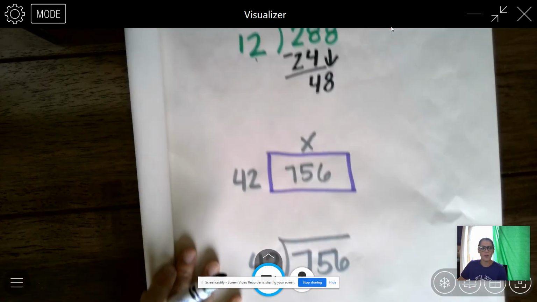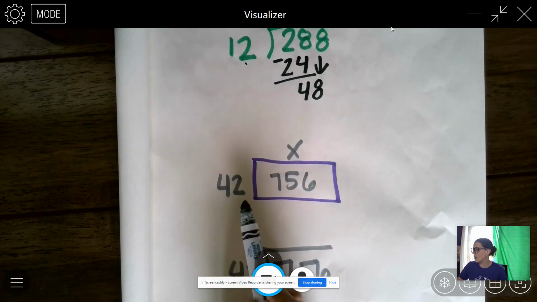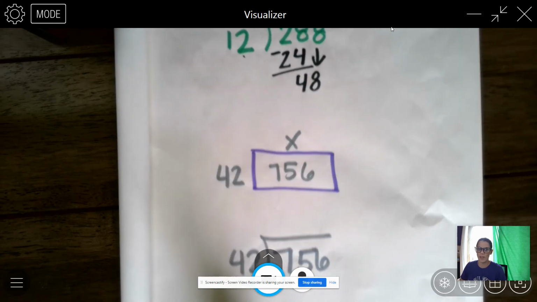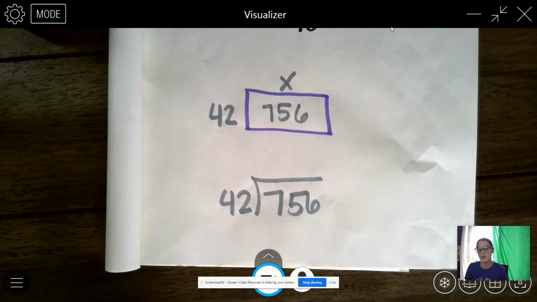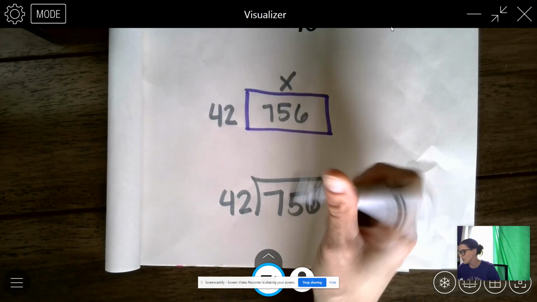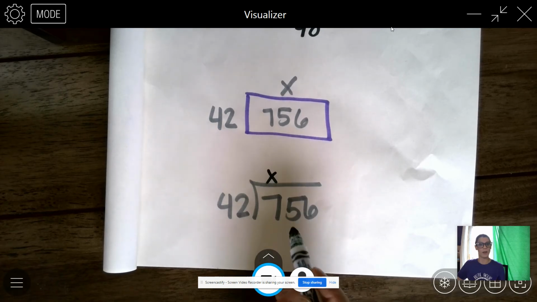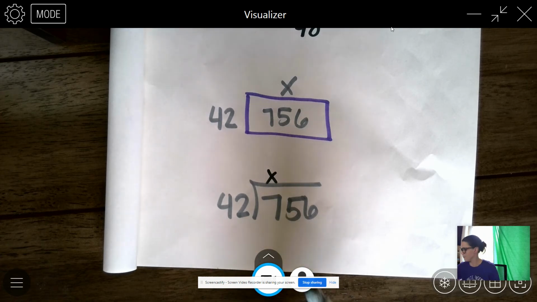Let's do another one. We've got 756 for our area. The outside edge or the length is 42. What would I get for this width? I could take 756 and divide it by 42. So 42 cannot fit into 7. 42 can fit into 75, but how many times? Well, if I double 42, I would get 84. That's too big, so I think it can only fit in there one time.